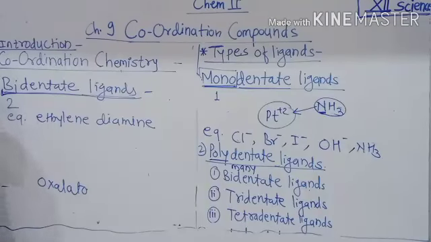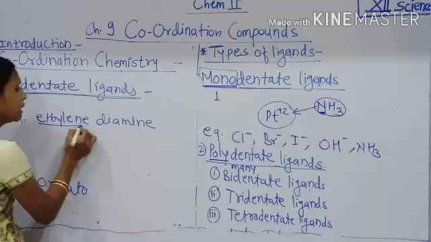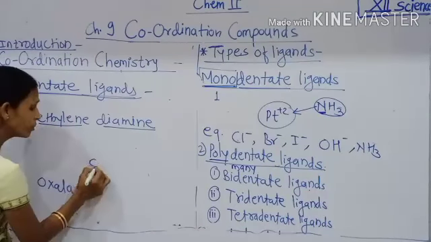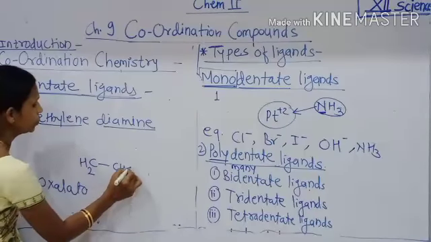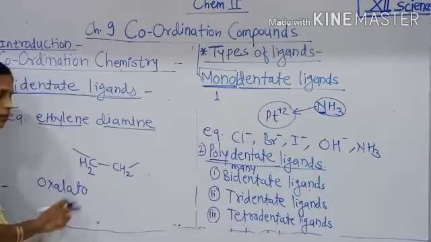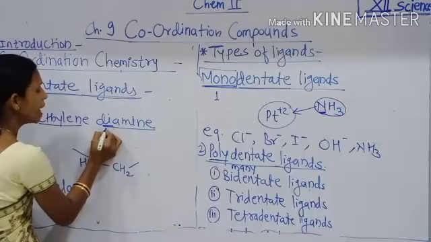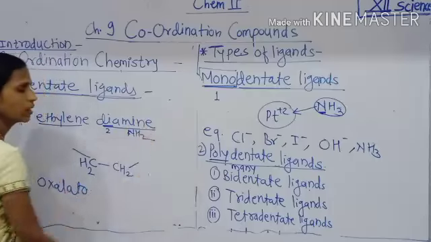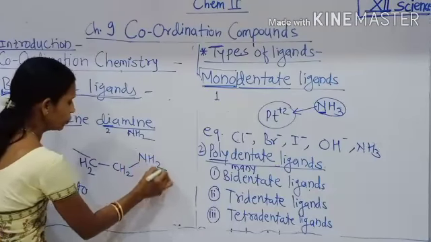Both are examples of bidentate ligand. Then see here, ethylene diamine. All of you are aware of the ethylene group, which is shown like this, CH2 dash CH2. That is the ethylene group. Ethylene diamine: di means 2, amine means the amino group, that is the amine group, NH2.